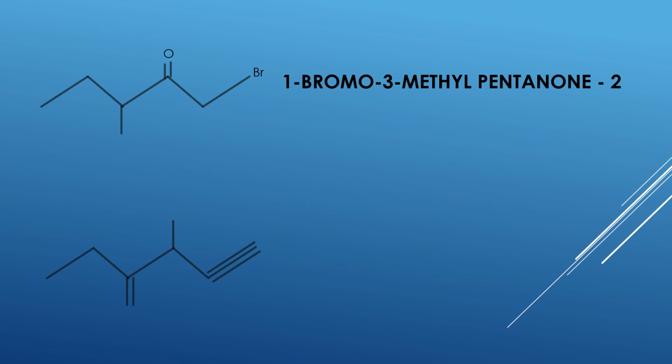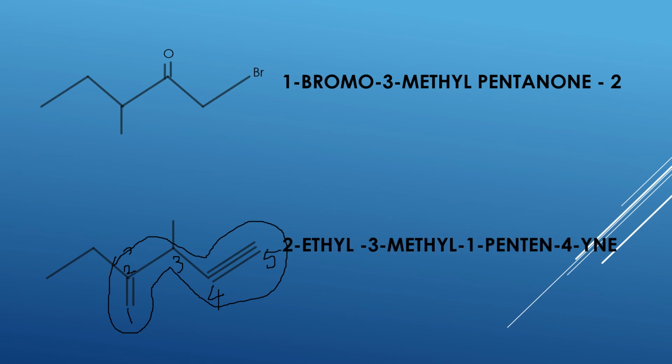Double bond, triple bond also. So what are we going to do? This will be taken as the main chain. Counting 1, 2, this is the second carbon, then third carbon, fourth carbon, fifth carbon, like this. So on the second carbon we have the ethyl group, on the third carbon the methyl group, and on the first and fourth carbons we have the functional groups, double and triple bond. So 2 ethyl, 3 methyl, 1 pentene, 4 ine.